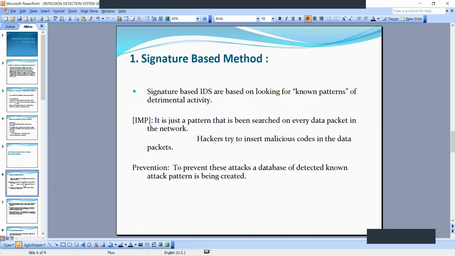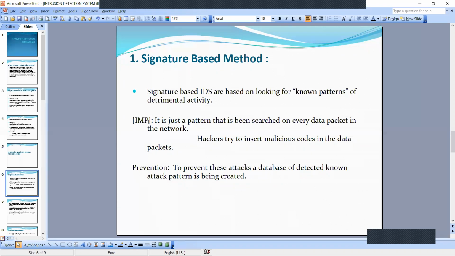So let's say we have two base methods. The first is the signature based method and the other is the anomaly based method. Now I am going to discuss the signature based method. So what is the signature based method? Signature based IDS is basically a known pattern that has been observed in previous attacks. It is just a pattern that is searched for on every data packet in the network.